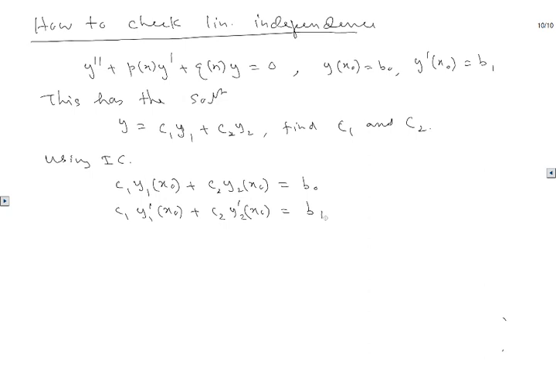Now we're going to use some linear algebra. We're going to write this using what we call the matrix form. We can write the coefficient matrix, and then the multiplication matrix. So you can see c1, c2, c1, c2. We can write this as like the x variable. So we write y1(x naught), y2(x naught), y1 prime(x naught), y2 prime(x naught), and then we write c1 c2 like this. So this is what we call the matrix form.